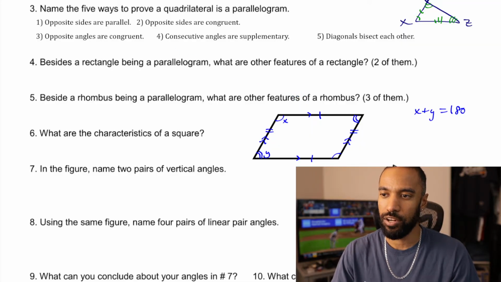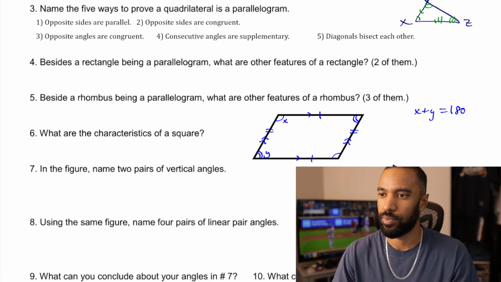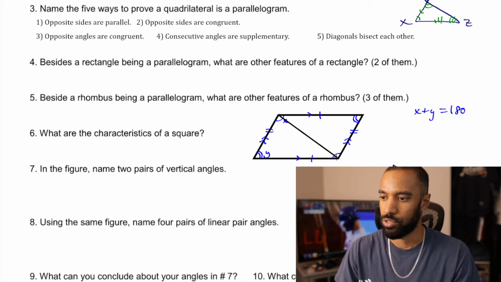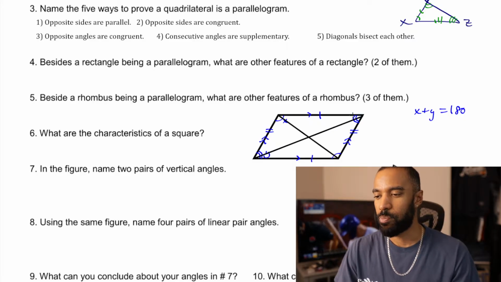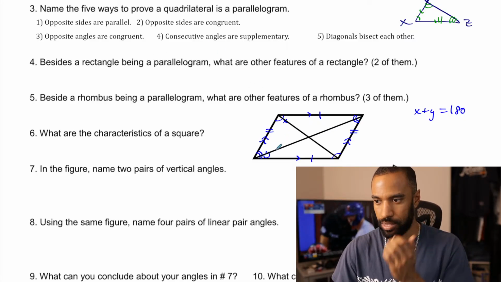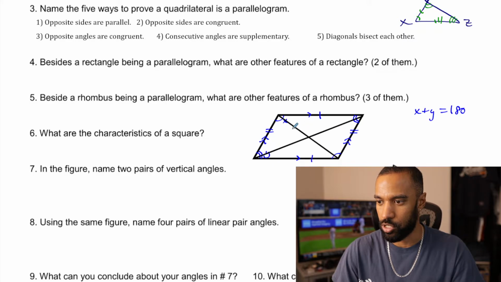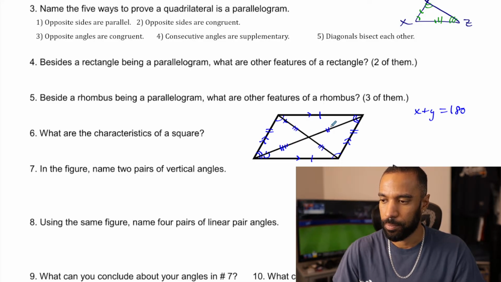And lastly, the diagonals bisect each other. Now, let me kind of draw diagonals there. Kind of cuts into my X. Diagonal and diagonal. The diagonals bisect each other. That means that this diagonal breaks this one up into 2 congruent parts here. And this diagonal breaks this diagonal into 2 congruent parts here.